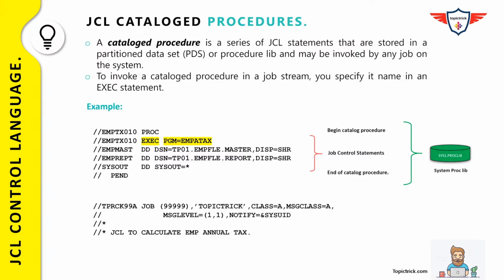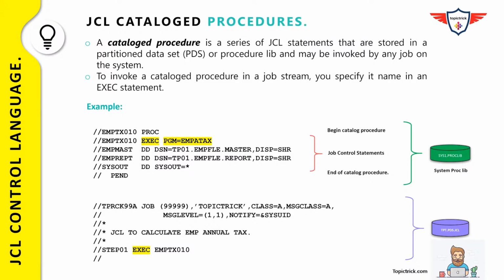So before discussing the catalog procedure example, let me ask an interview question. And if you know the correct answer, then write it down in the comment section. So the question is, let's say you have created a catalog procedure and you have stored that procedure in your private library. Then how will you invoke this catalog procedure with the help of a JCL?